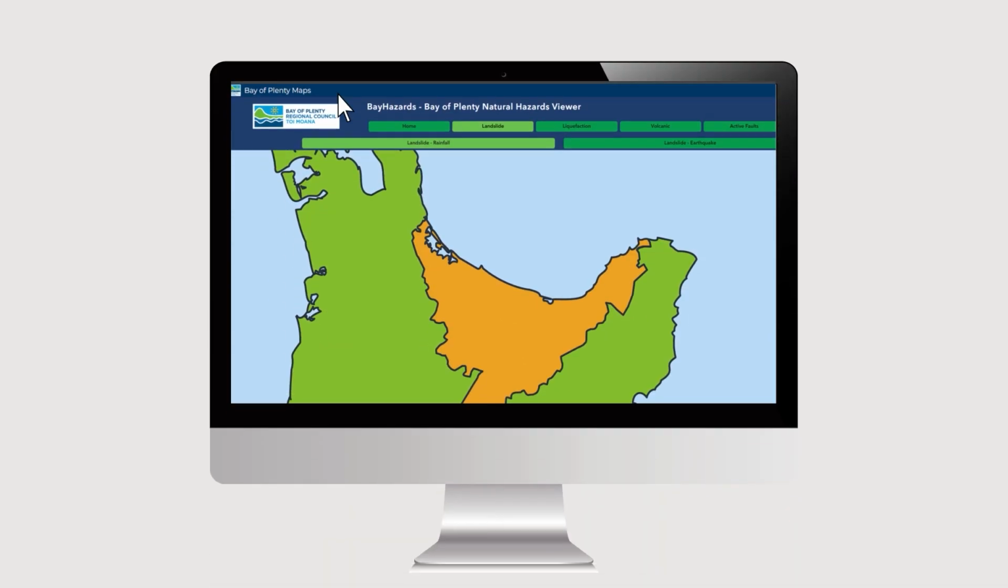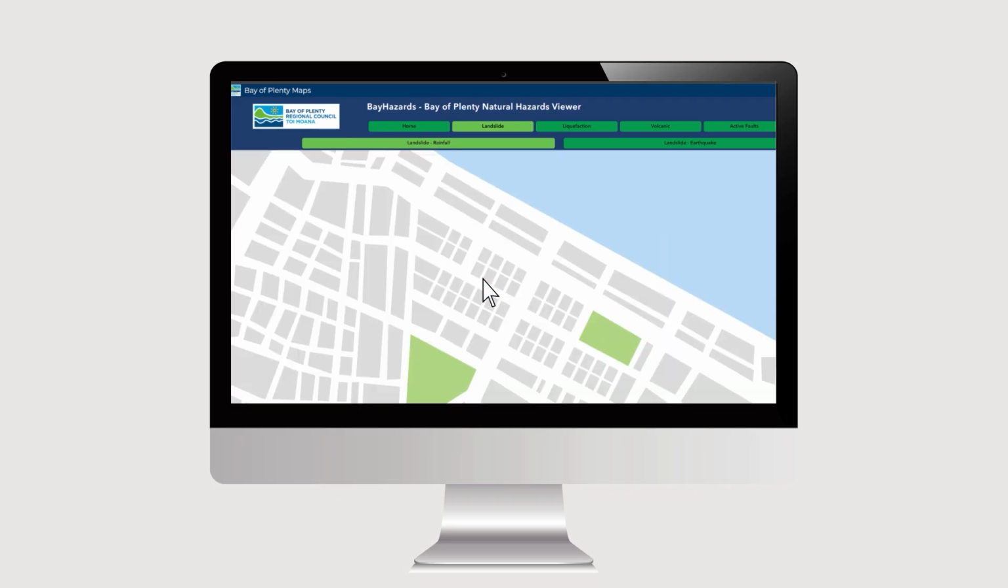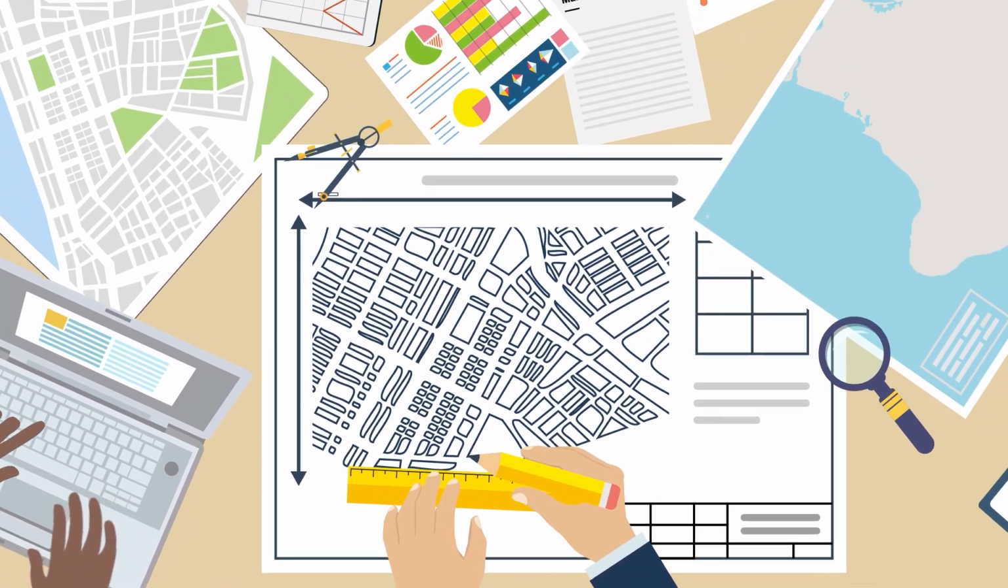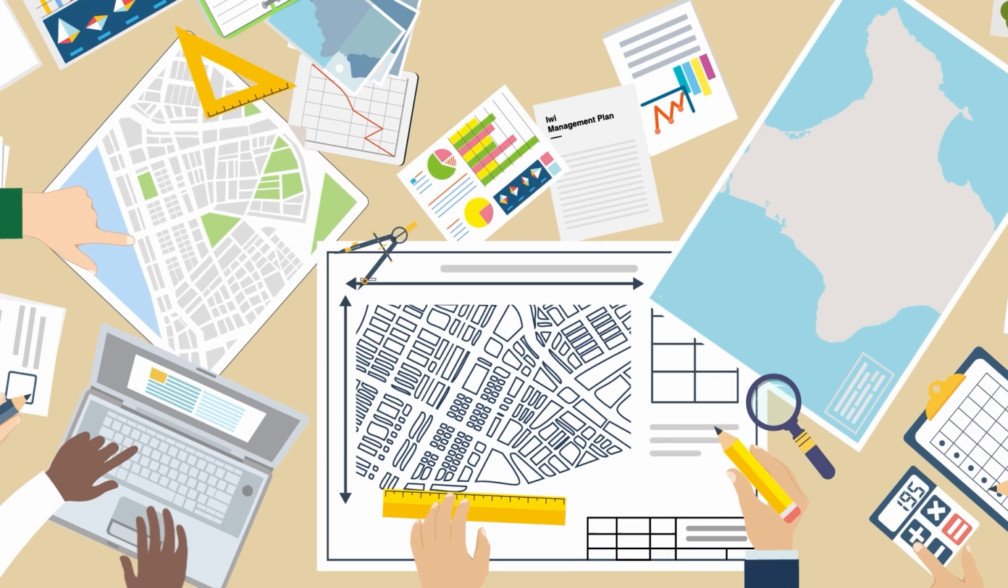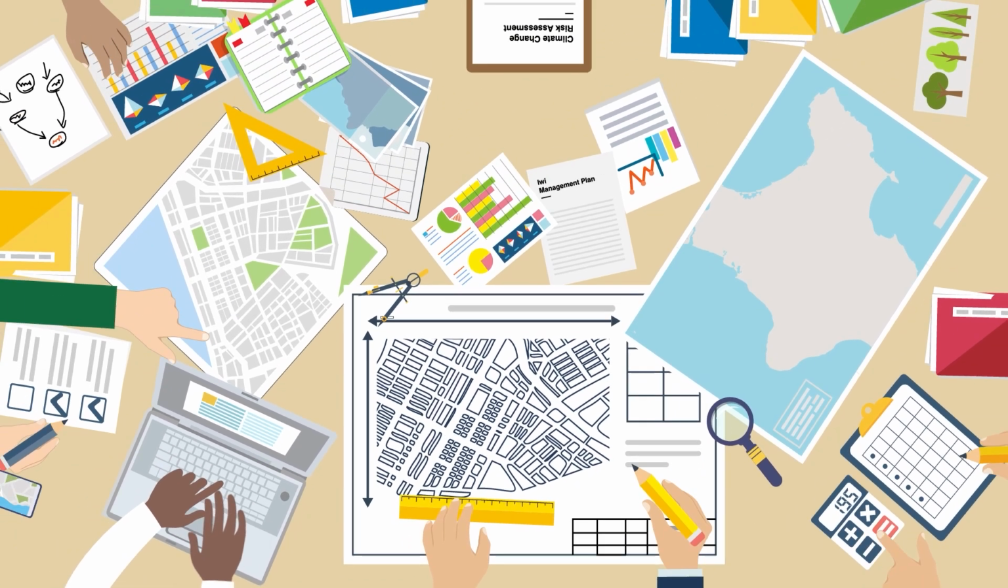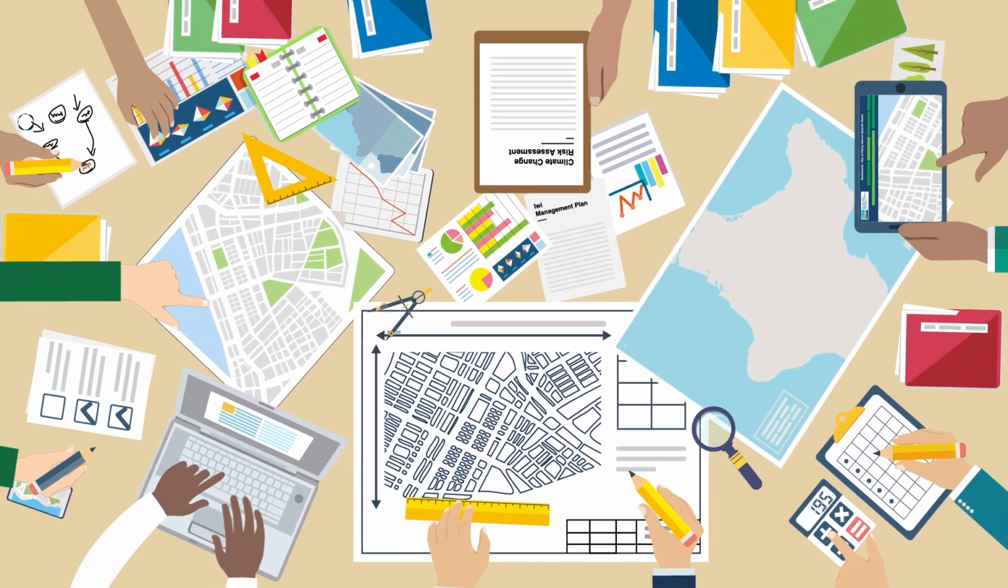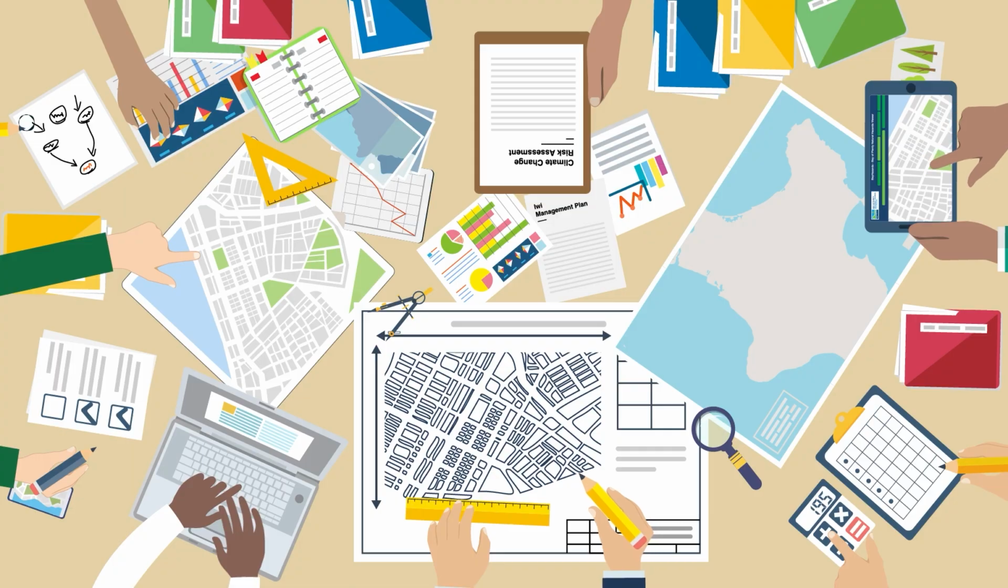To help us understand projected rates of erosion and how this may be exacerbated by climate change, Bay of Plenty Regional Council has developed mapping tools for different timeframes and climate scenarios. Using this information, experts, local iwi and communities are able to proactively plan for coastal hazards and the projected impact of climate change at our coasts.